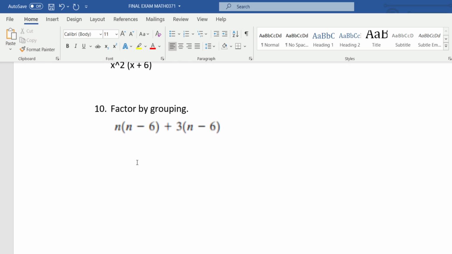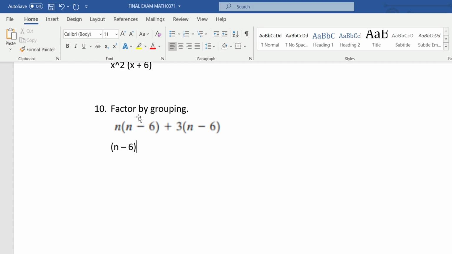Number 10 says to factor by grouping. Okay, well, we've seen a problem like this before in the other review I gave for test 3. So when you see factor by grouping, if it's shown like this, you can already see that we have two terms. So you have n times n minus 6, and then 3 times n minus 6. So you need to think of a common factor that can be taken out of both of these. Now in a problem like this, it's really obvious. So what's common to both these terms? Well, n minus 6 is, right? Both these terms have n minus 6, so we're going to write n minus 6 as a common factor.